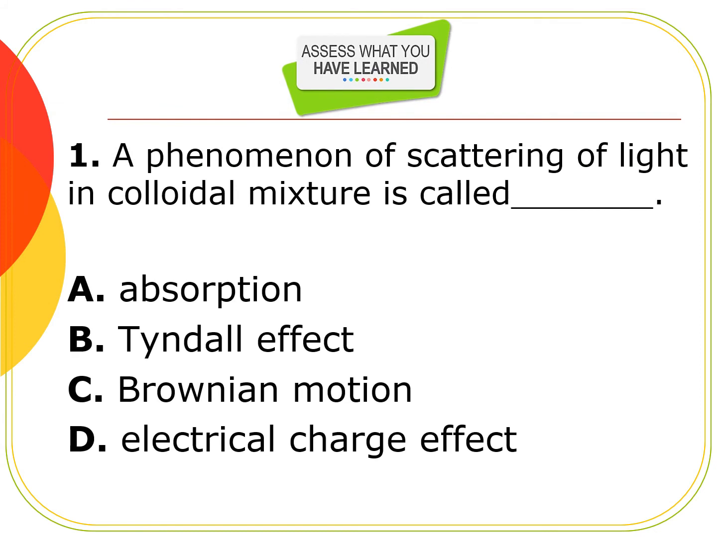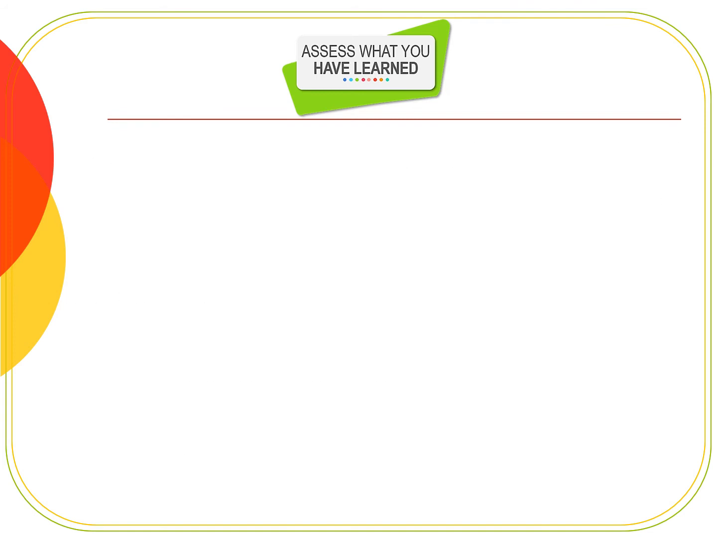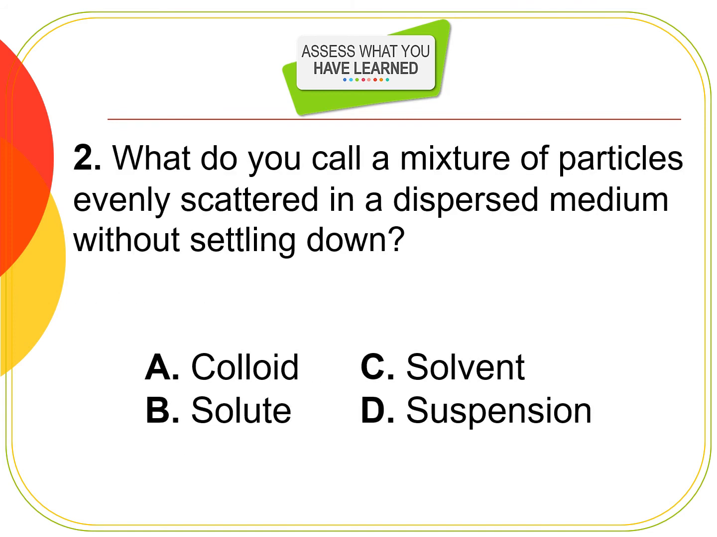Number 1. A phenomenon of scattering of light in colloidal mixture is called blank. A. Absorption. B. Tyndall effect. C. Brownian motion. D. Electrical charge effect. Number 2. What do you call a mixture of particles evenly scattered in a dispersed medium without settling down? A. Colloid. B. Solute. C. Solvent. D. Suspension.